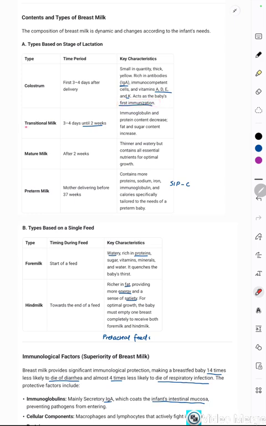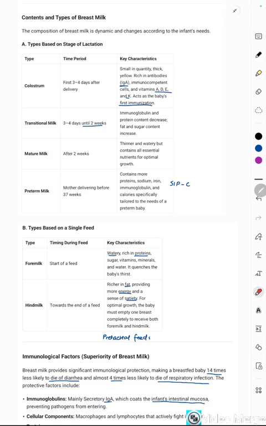Then the next is transitional milk. Transitional milk starts after the colostrum, that is 3 to 4 days up to 2 weeks, and it consists of the immunoglobulins, and the proteins are high, but the content starts to decrease while the fat and sugar content starts to rise. Next is the mature milk. Mature milk is found after 2 weeks. It is thinner and watery, but it contains all the essential nutrients for optimal growth.